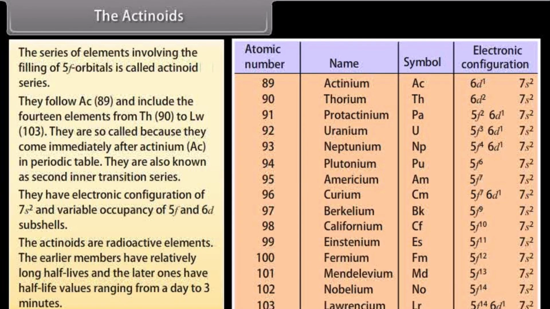The actinoids are radioactive elements. The earlier members have relatively long half-lives, and the latter ones have half-life values ranging from 1 day to 3 minutes.